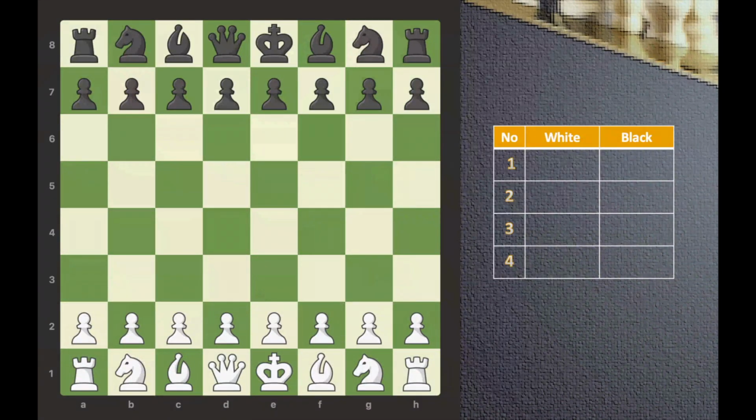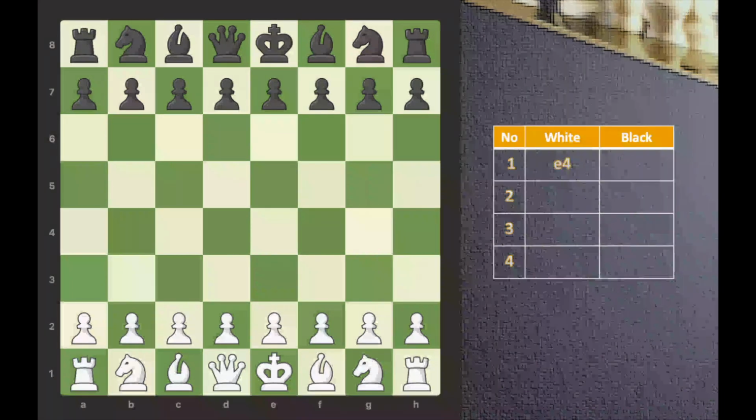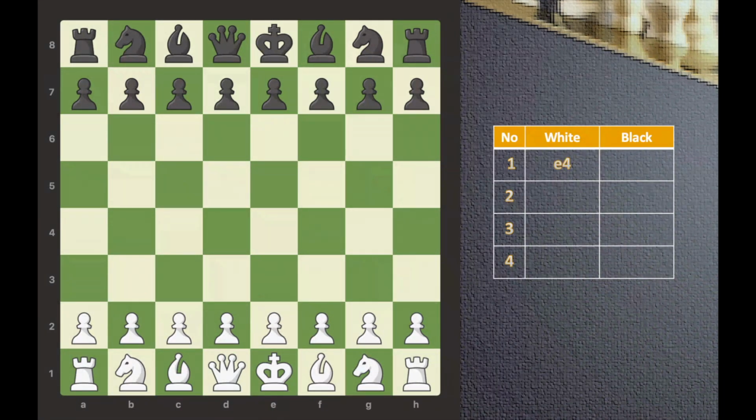Let's quickly see how to write down the chess notation for the game. We have our white side and black side. It's important as a chess player you write down both moves for white and black. If you write down only your move, it's not going to be so helpful. First move, let's say white moves the pawn to e4. Remember, for pawn move, we just write the square name. We don't write Pe4. By writing e4, we know that a pawn has been moved.